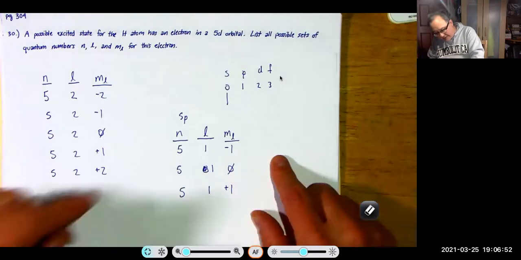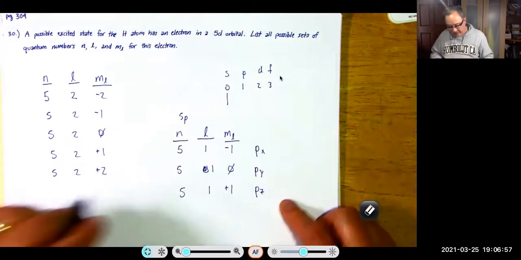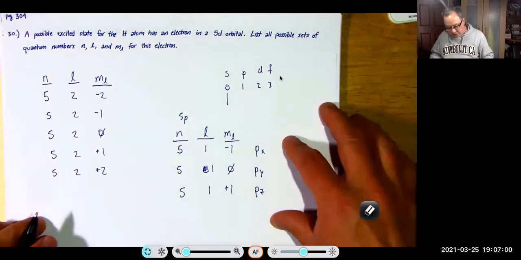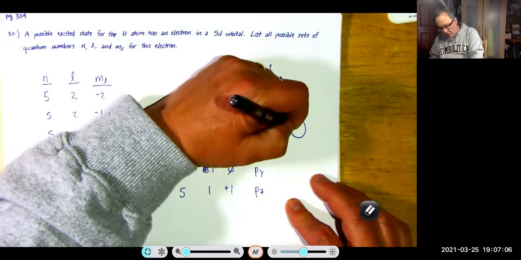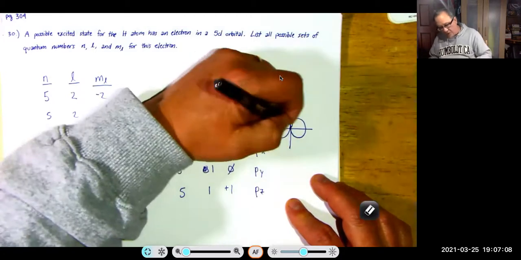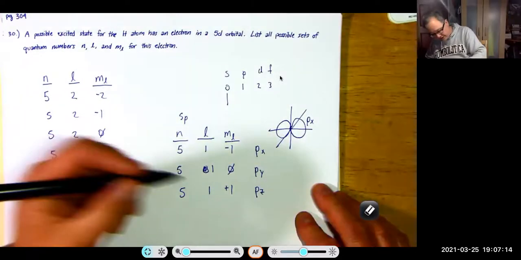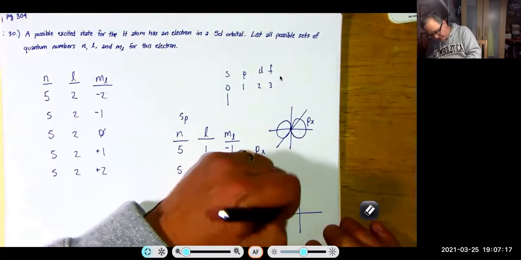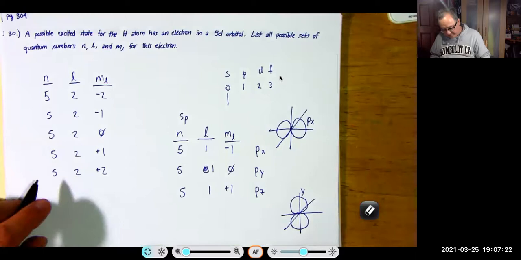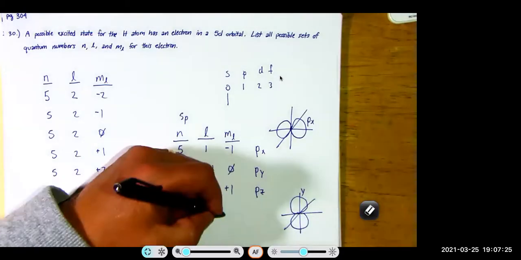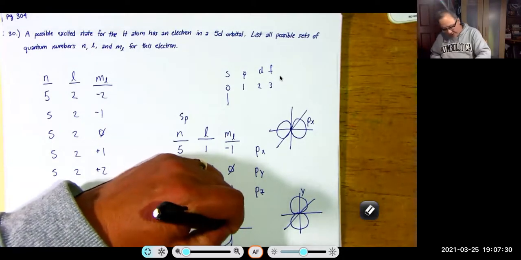This would be a px, this would be a py, and this would be a pz. And here's something else you want to know, that p orbitals look like this. That's a p orbital, where this is the Cartesian coordinates. So this is a px. What do you think a py looks like? Well, a py looks like this, where it goes up and down on the y. And a pz looks like this, where it's on the z-axis.